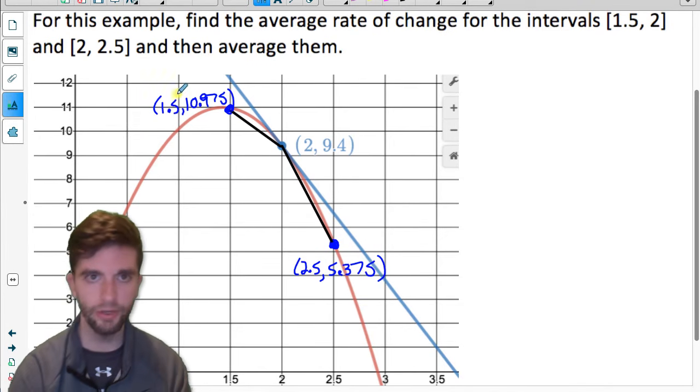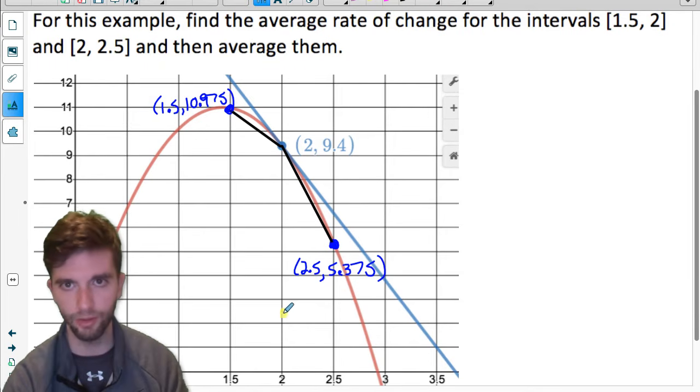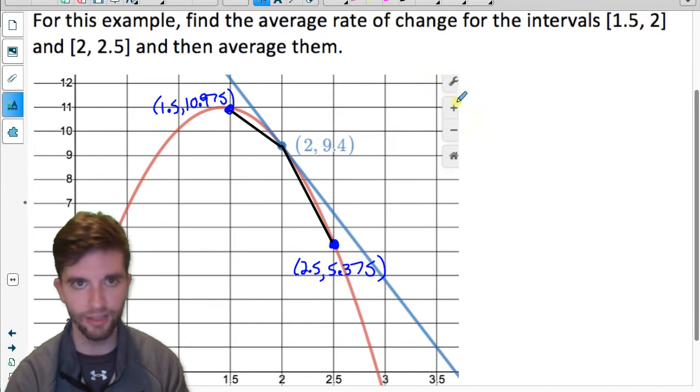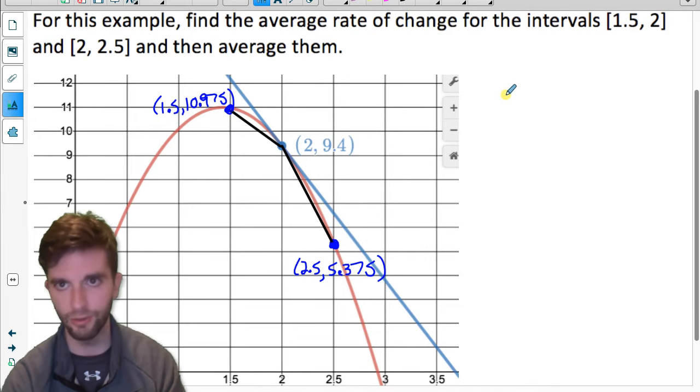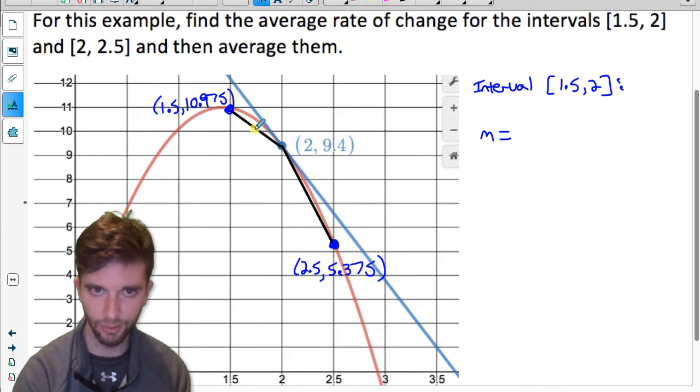So we know the coordinates of all three of the points we're going to need to calculate these two secant slopes. So let's find the secant slope over the interval between times of 1.5 and 2 first. And I'll find the slope of the secant line connecting those 2 points. So I'll find the average rate of change between those 2 points.